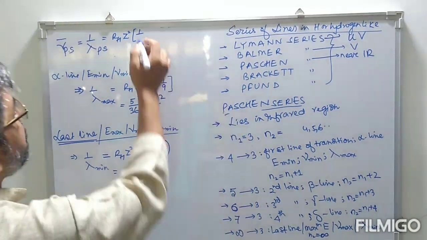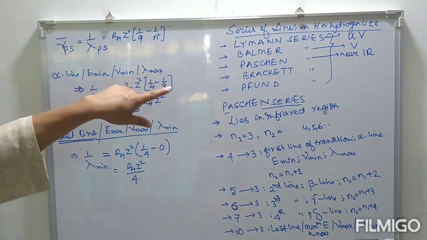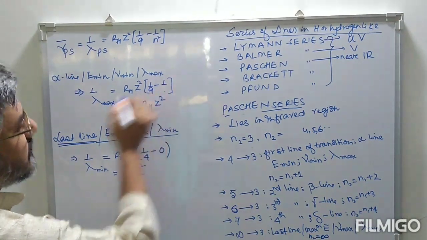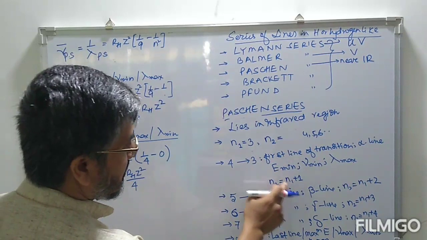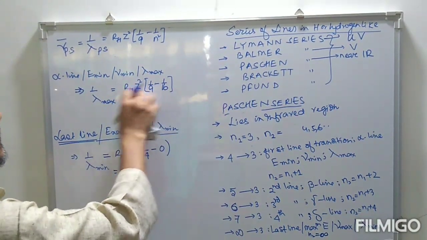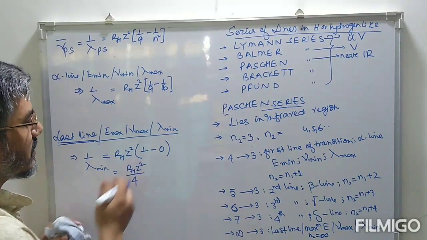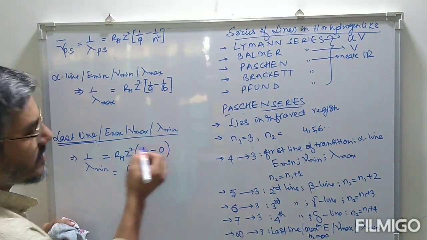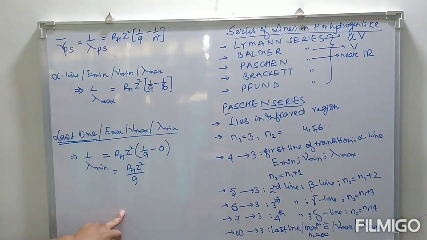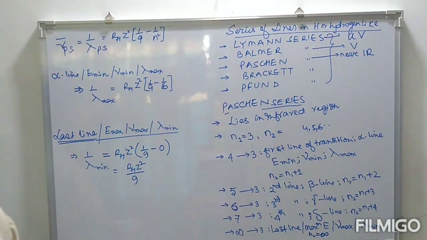The Rydberg equation for the Paschen series: 1 by n1 squared, n1 is 3, so 3 squared is 9, minus 1 by n2 squared. For the alpha line, the minimum energy, 1 by 9 minus 1 by 4 squared, which is 16. For the last line, the electron is coming from infinity to the second excited state, so 1 by 9 minus 0, and this comes out to be R H Z squared divided by 9. So this is how we define the minimum and maximum frequency transitions for the Paschen series.